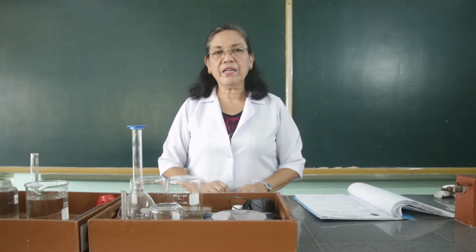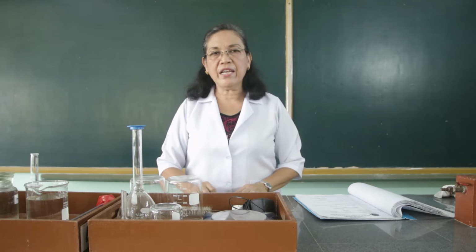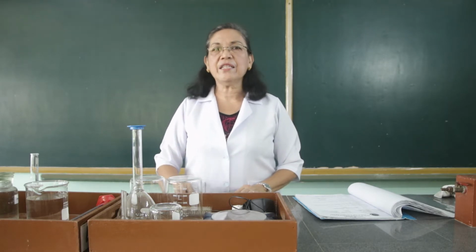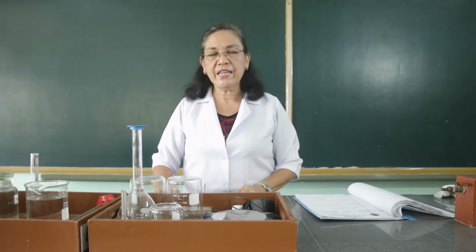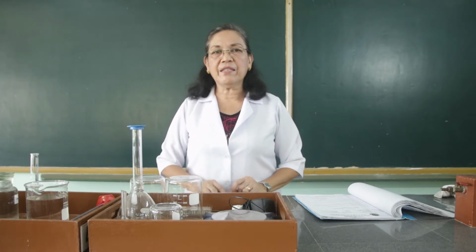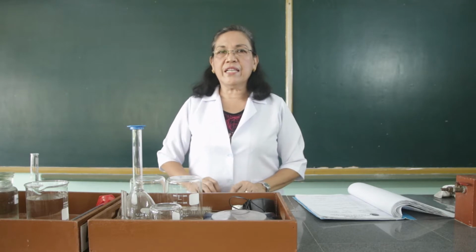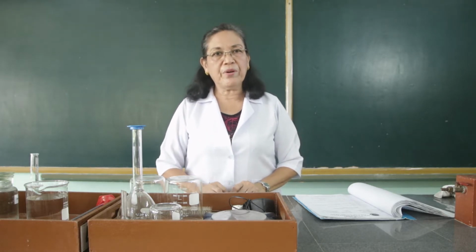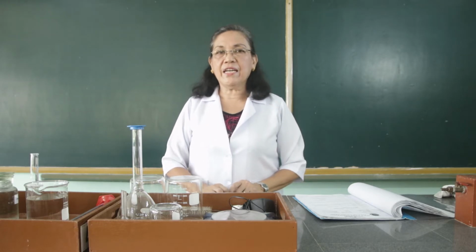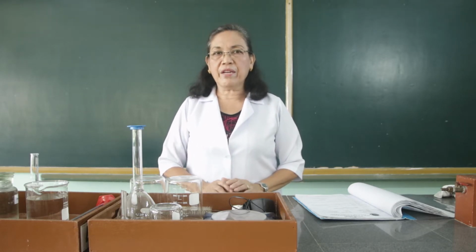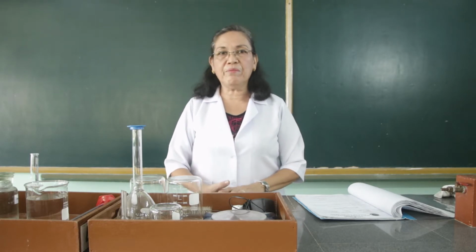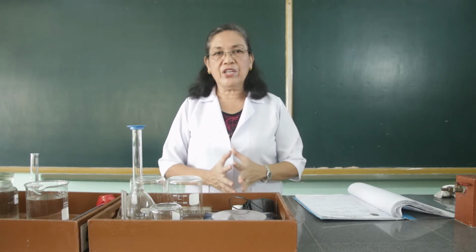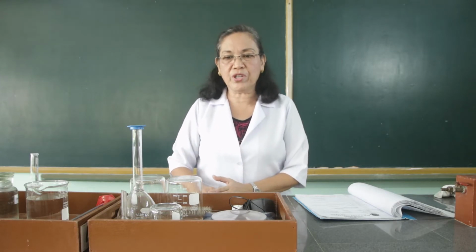So, transposing, you have V1 equals 0.1 times 500 all over 12. If you compute that, this will give us the volume as V1 equals 4.17 ml. Or we can round it off to 4.2 ml of the 12 molar hydrochloric acid. So we're going to prepare this solution.